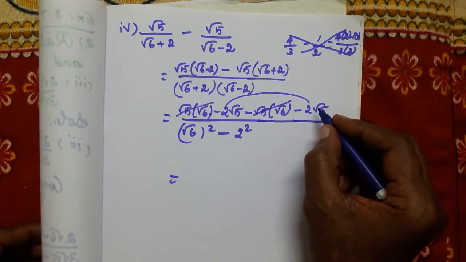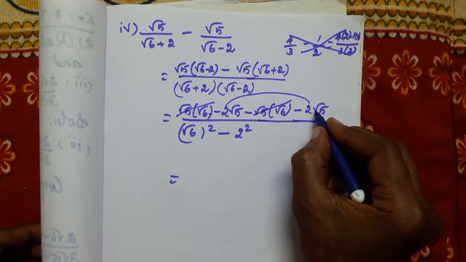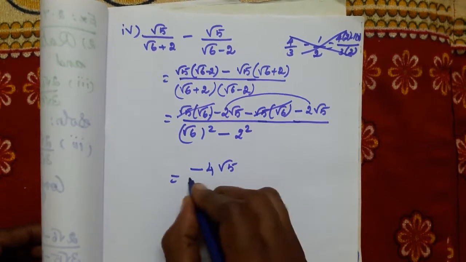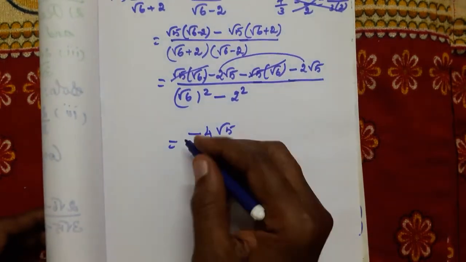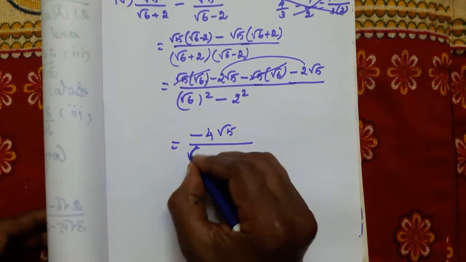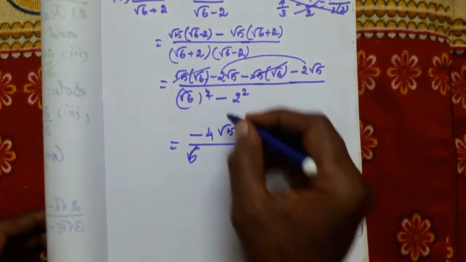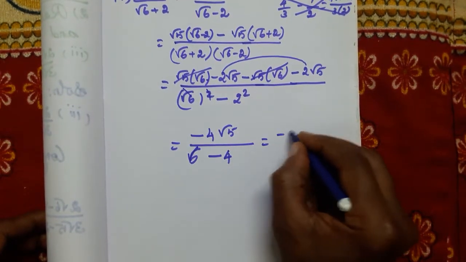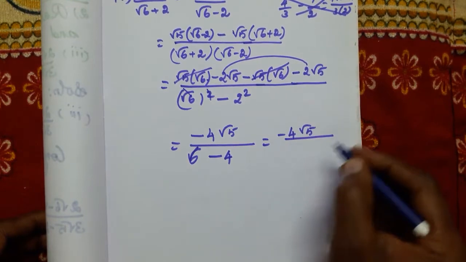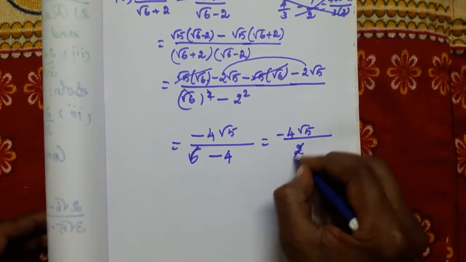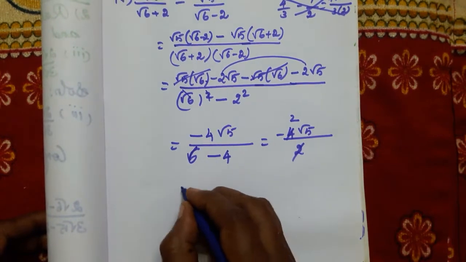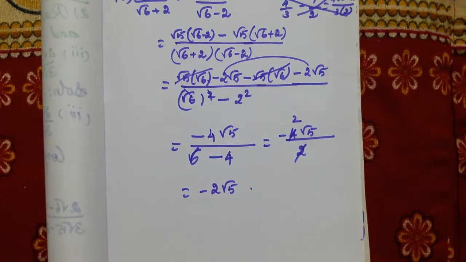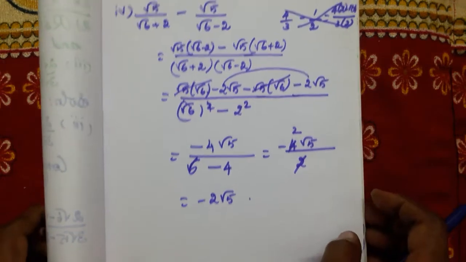When we are adding, what are we getting? Minus 2 plus minus 2 means minus 4. Minus 4 root 5 by root 6 the whole square, which means 6, minus 2 square, which is 4. So it is minus 4 root 5 by 6 minus 4, which is 2. When we cancel, minus 2 root 5 is the answer. Okay. Can you understand this?